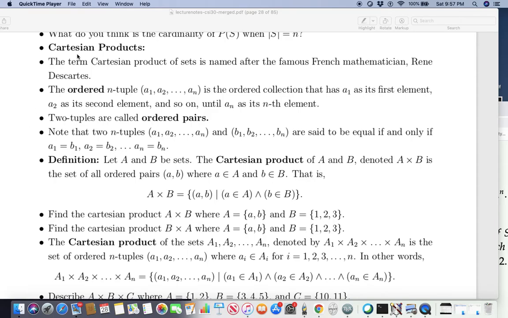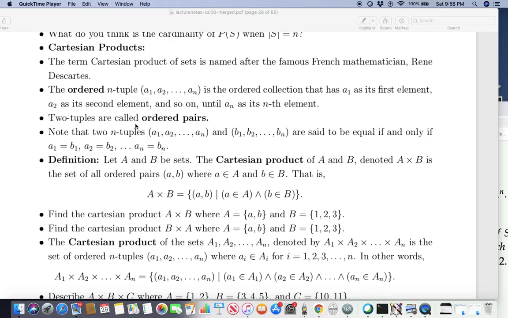Welcome back. Cartesian products. The term Cartesian product of sets is named after the famous French mathematician René Descartes. The ordered n-tuple (a1 through an), notice it's ordered, is the ordered collection that has a1 as its first element, a2 as its second element, and so on until an as its nth element. So that's what n-tuple means. An n-tuple means you have collected n elements in order.